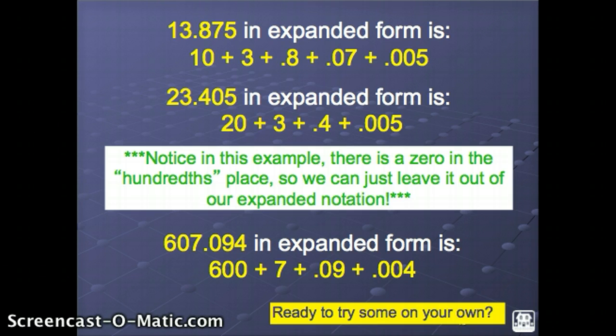23.405 in expanded form is going to be 20 plus 3 plus 0.4 plus 0.005. Again, in this example, there's a 0, so we just leave it out of our expanded notation. All right, tomorrow during class, we will be trying these on your own. There'll be time at the teacher table for any support that you're going to need. All right, hope you took great notes and are ready for the quiz in the morning.